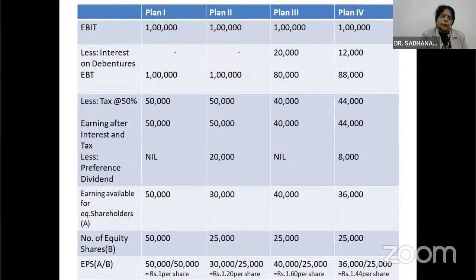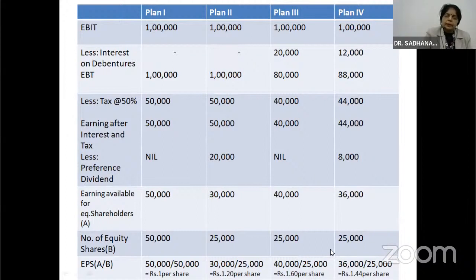If we are using only equity share capital as the fund raised or the total capitalization amount, we get earning per share of rupees 1 per share. And in plan 2, 30,000 divided by 20,000 comes to rupees 1.20 per share. In plan 2, we are using preference shares and equity shares. It means if we are using preference shares and equity shares in the capital structure, the amount for equity is 1.20 per share.